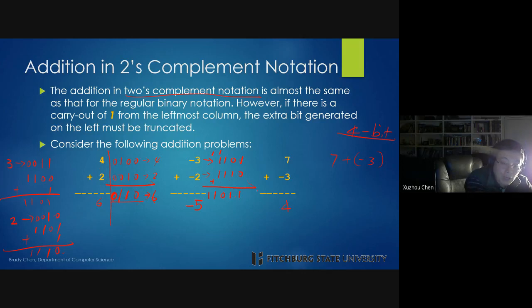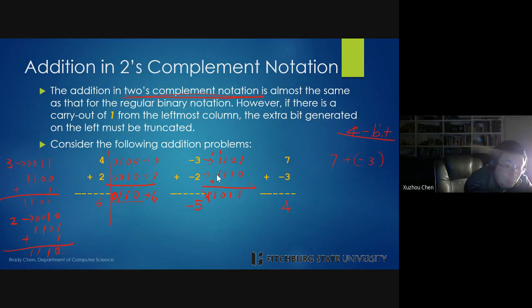However, the result is 5 digits. But we are working on the two's complement system using 4 bits. So if the result comes out with 5 bits, the system is going to get rid of this number, because we only keep 4 digits, and that digit is out of this 4-bit range.